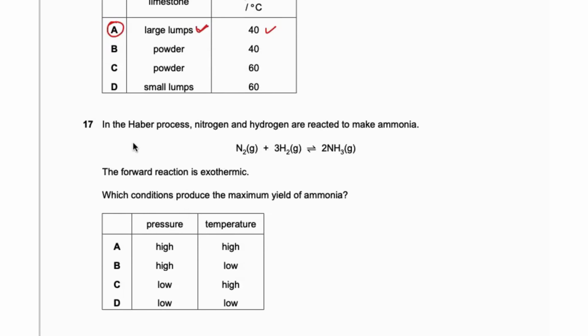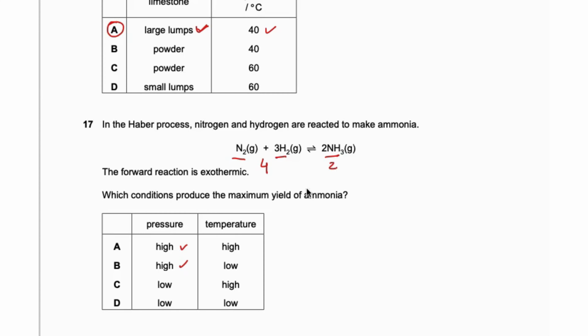17. In the Haber process, nitrogen and hydrogen are reacted to make ammonia, N2 plus 3H2 gives 2NH3. The forward reaction is exothermic. Which conditions produce the maximum yield of ammonia? High pressure, because the number of moles on the left hand side is high, 1 plus 3, 4, and the right hand side is 2. So high pressure means this and this.